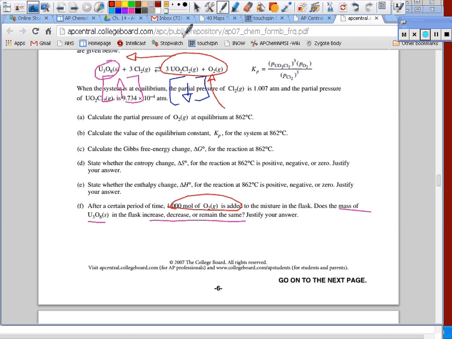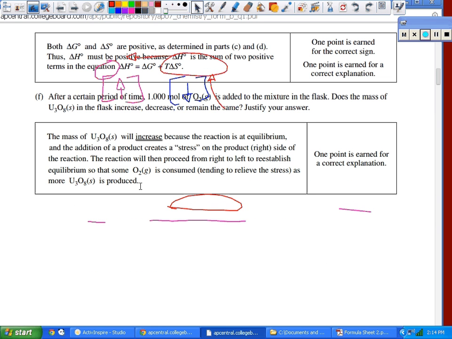Again, let me show you their key to justify what we've been talking about. The mass of U3O8 will increase because the reaction is at equilibrium and the addition of the product creates a stress. You don't have to talk about that; you can just say that we're adding to the product side. The reaction proceeds from right to left, or it shifts towards the reactants to reestablish equilibrium, so that some O2 is consumed, and so on. You could really shorten this and make it a lot less wordy and still create the same accuracy.